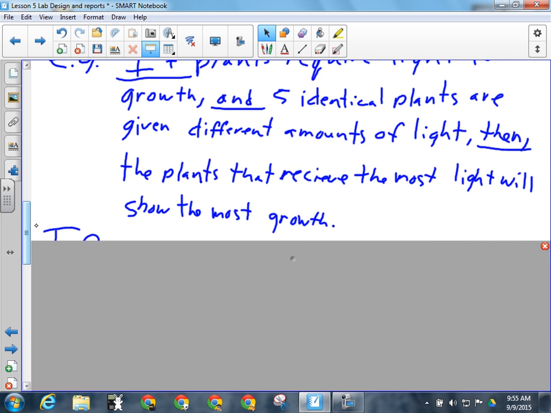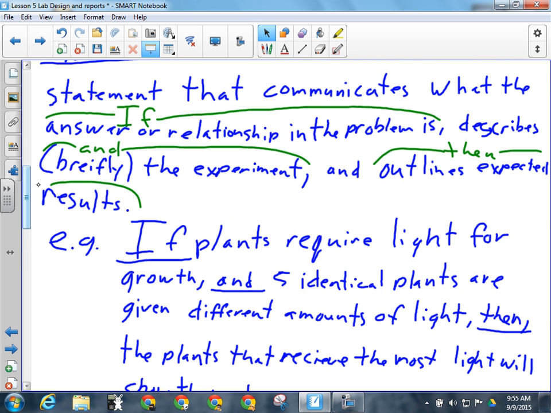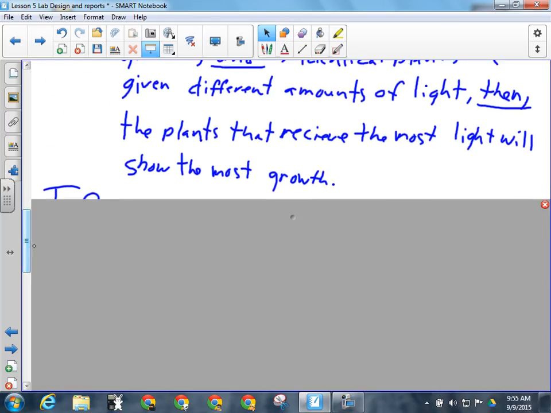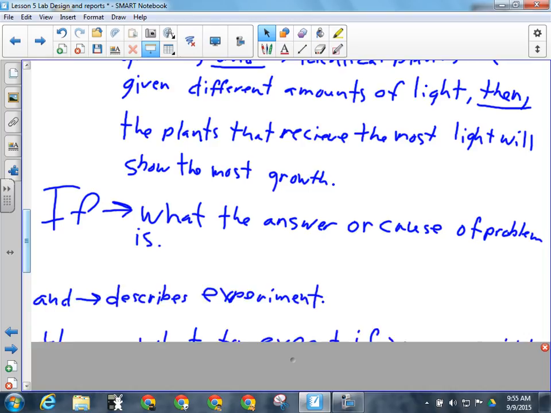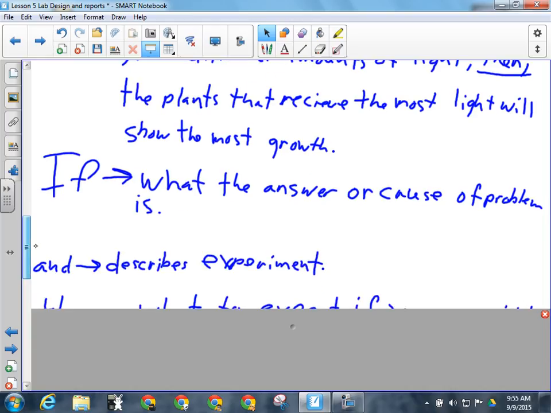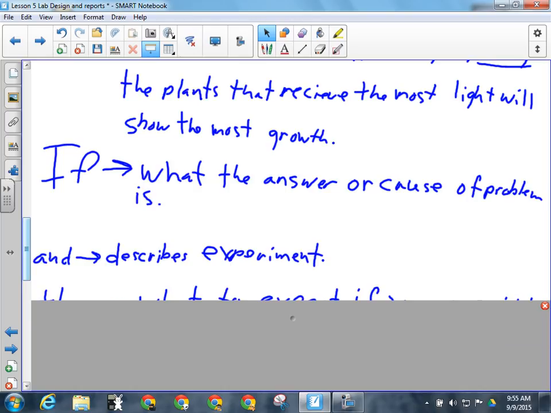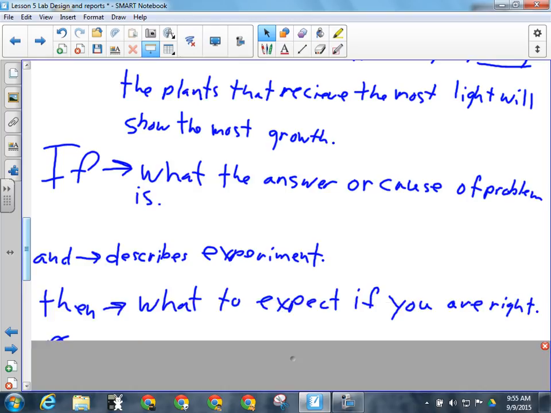All right, this part here we kind of have. If you drew the stuff I have in green here, this is just kind of saying that over again. Just saying in the if part, that's the answer or the relationship or the cause. The and part briefly describes the experiment. And the then part is what you expect to find if you're right.